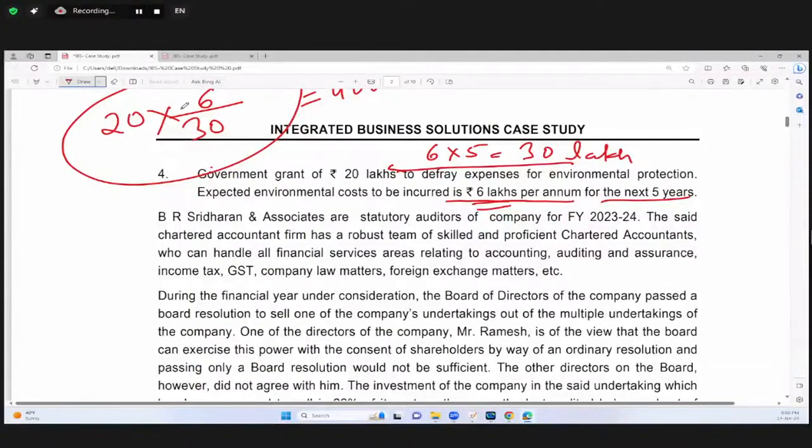Yes. Thank you, Shilpa madam. Yes, going ahead with the case study, students. Till now, what was there in the case study, students? Company Luminous Limited. This is an environment friendly company. This is engaged in manufacturing of solar panels.